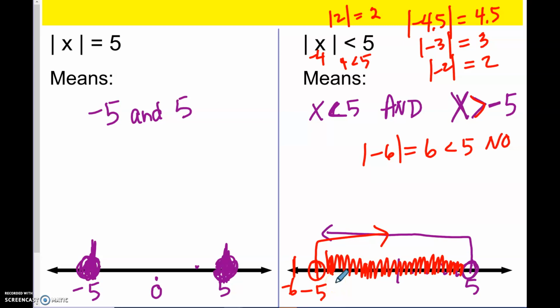Now, this should also click something else in your head because remember when we were graphing our inequalities, we had them ands and ors, our compound inequality test. And remember, in compound inequalities, ands were always shaded between. So do you see how we have the letter and less than and we shade between? Okay, let's try another one.